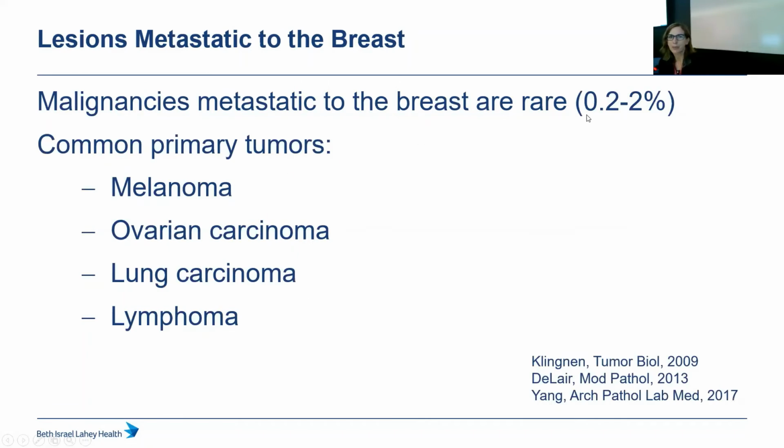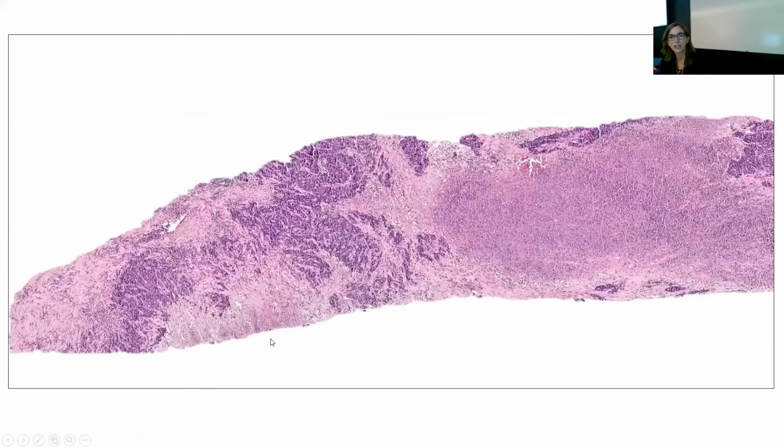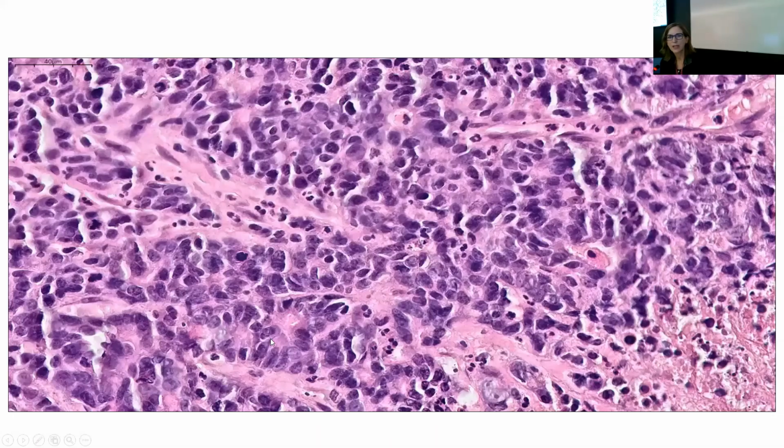Malignancies metastatic to the breast are rare, fortunately. They represent only about 0.2 to 2% of cases. Common primary tumors are melanoma, serous carcinomas, lung carcinomas, and lymphomas. So actually, this is a different one. This was actually a patient that had colon cancer that was metastatic to the breast. So luckily we had that history, because I think that would be fairly impossible there.